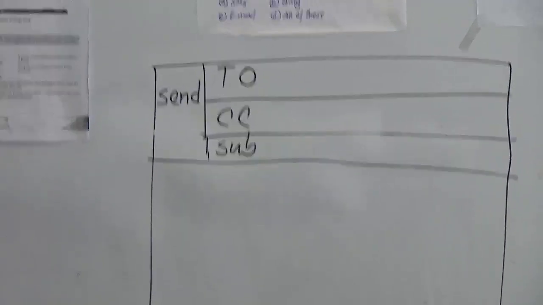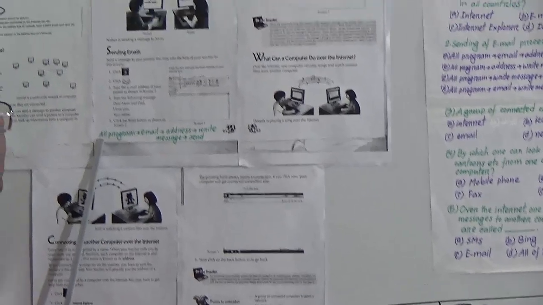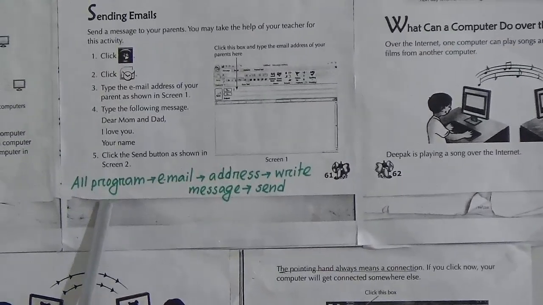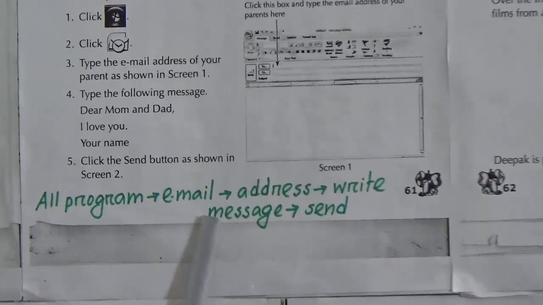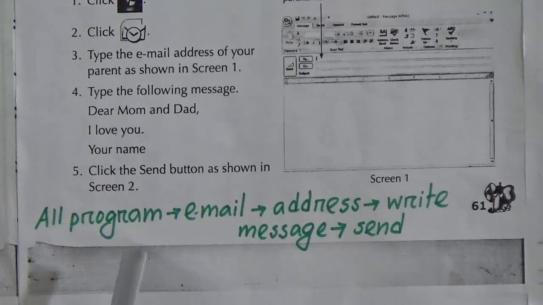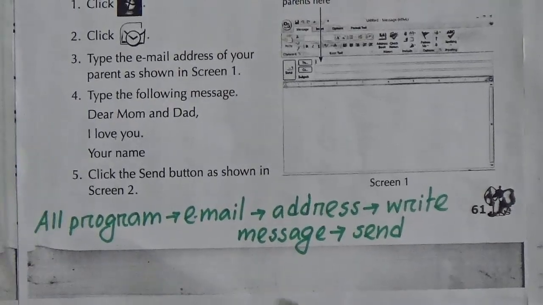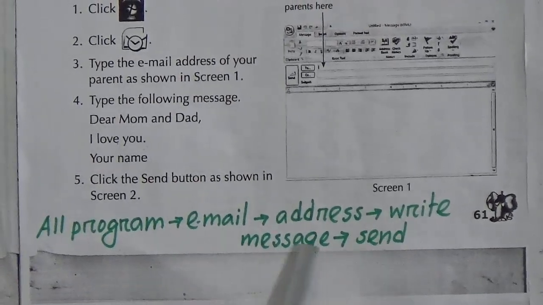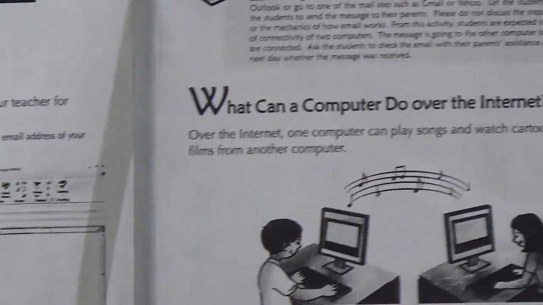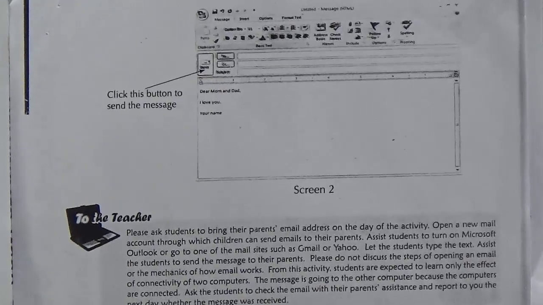So here this one is very important: how you can send an email. All program first, go all program, then email, then address, write message and send. From here this one is very important for MCQ. All program, email, address, write message and send. Next one, I have discussed this in 2 also, how you can send.